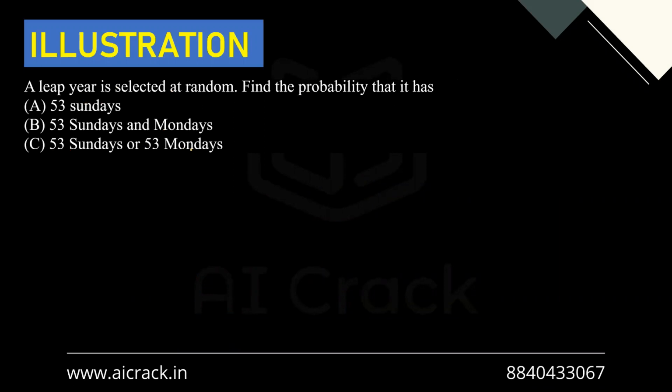we should know how many weeks are there, because in one particular week we have one Sunday or one Monday, right? So we know that at least 52 weeks are there in every year. So 52 weeks means we have 364 days. In case of a leap year, we have 366 days, right? So we have 364 plus 2.